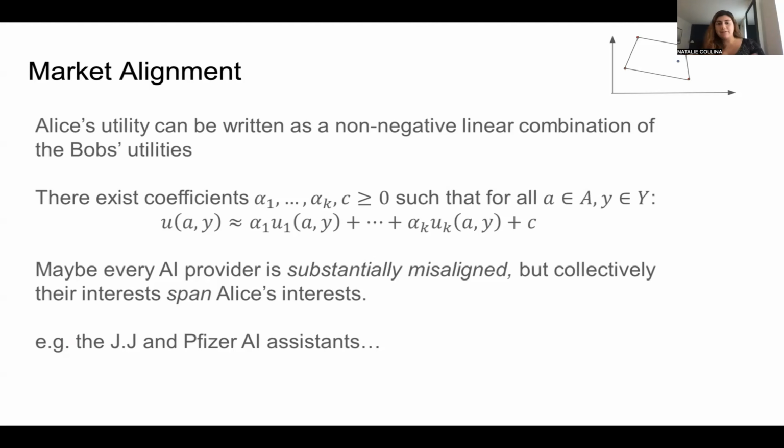And one nice example of this is that Pfizer and J&J example, where maybe each of them is misaligned, but they're misaligned in exactly opposite ways, right? Maybe one of them prefers J&J being prescribed over Pfizer, and one prefers Pfizer over J&J. And so market alignment applies here, because the linear combination of just these two models is Alice, because these are the only biases they have in the simplified model.